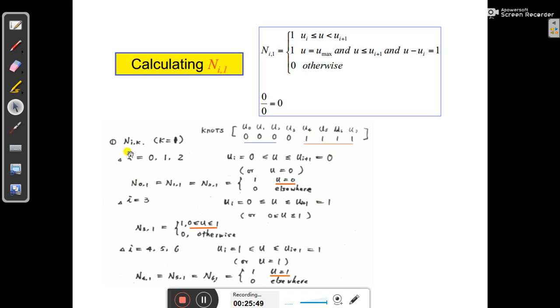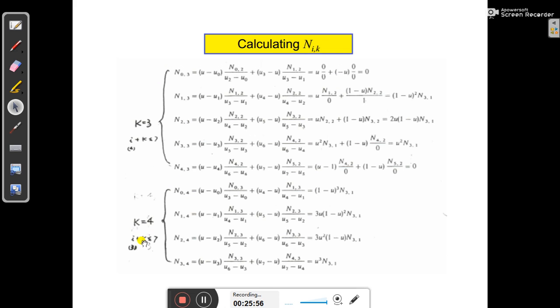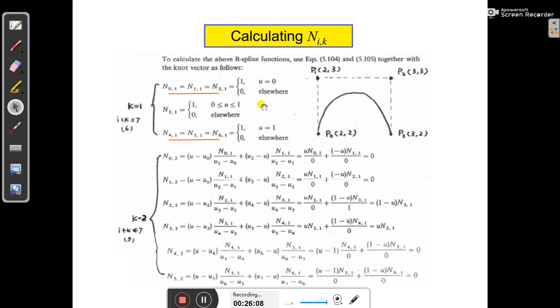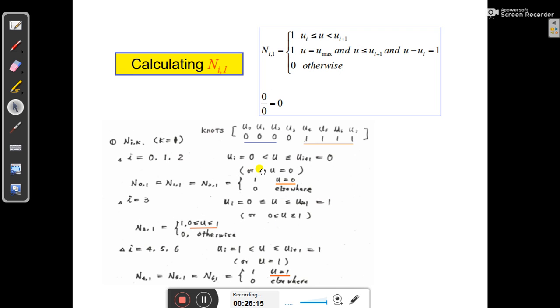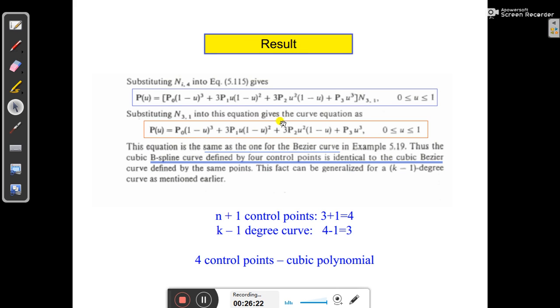The same way this is for k equal to 0. Okay, next k equal to 1, 2, 3, 4. In that way the things will go on to find the value. So substituting the N_i4 into the equation 5.115, so using this equation, we'll get this equation.